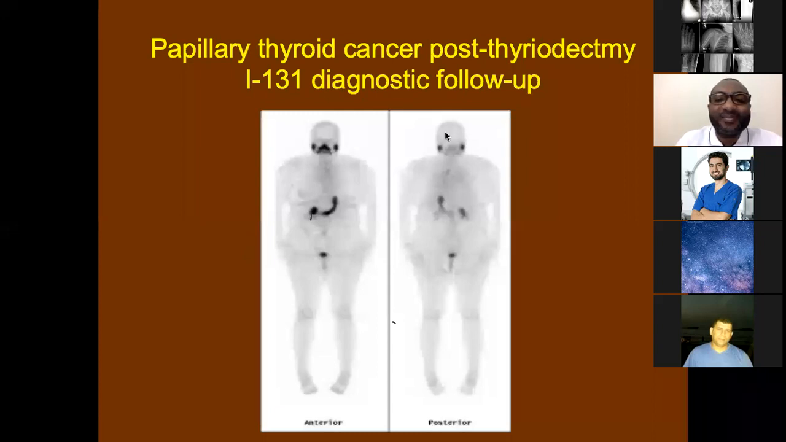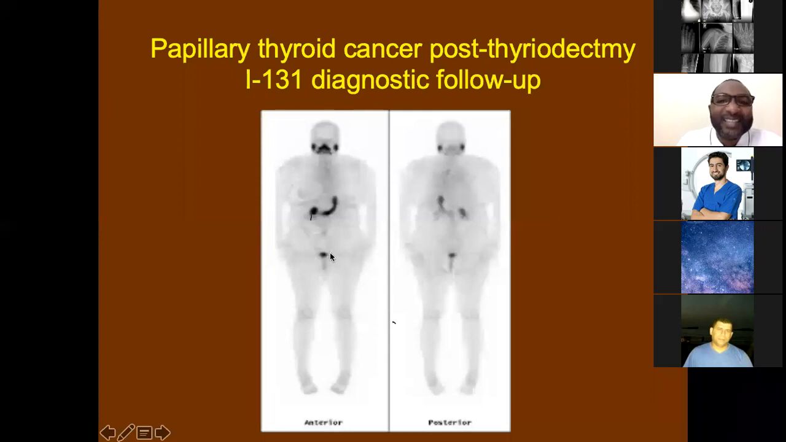Okay, this is an iodine 131 scan post thyroidectomy for a patient who had papillary thyroid cancer. I can see normal uptake in the mouth, parotid glands, submandibular glands, and I can see normal uptake in the stomach, and there is some contrast in the bladder as well. Okay. We don't say contrast, we say excretion of the radiation in the bladder.